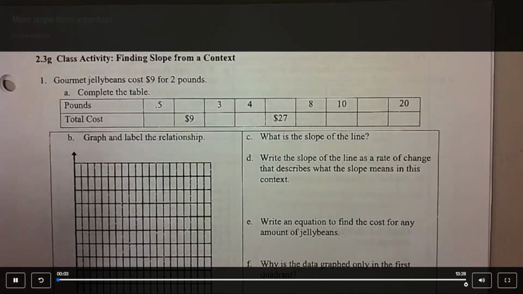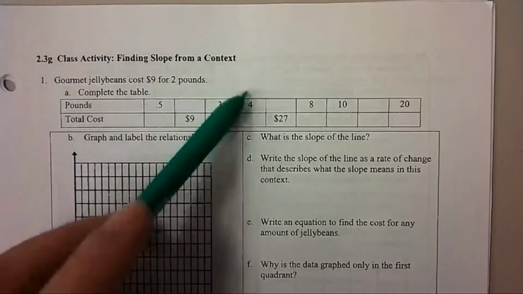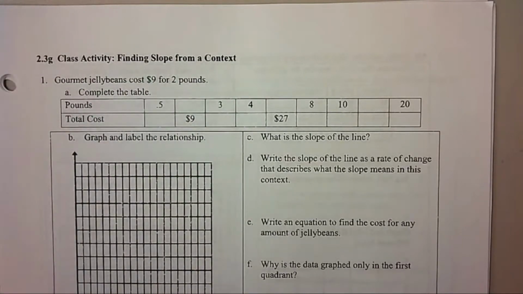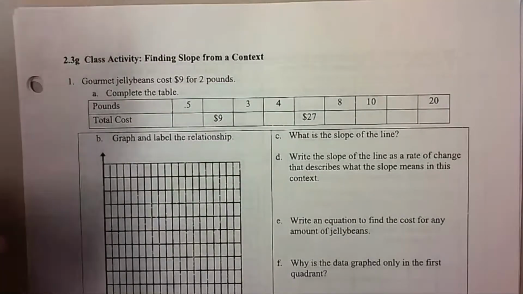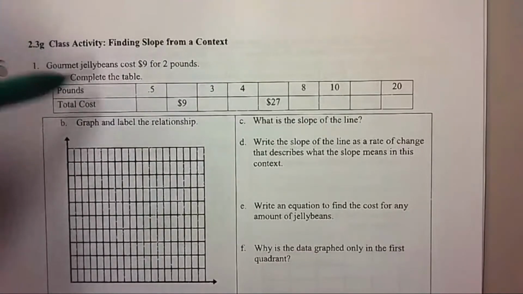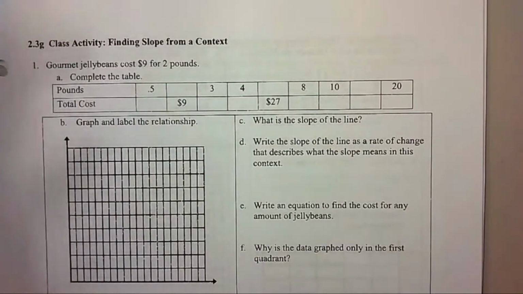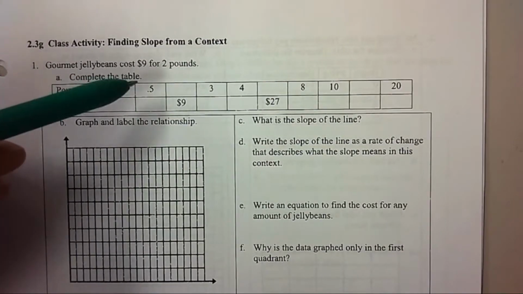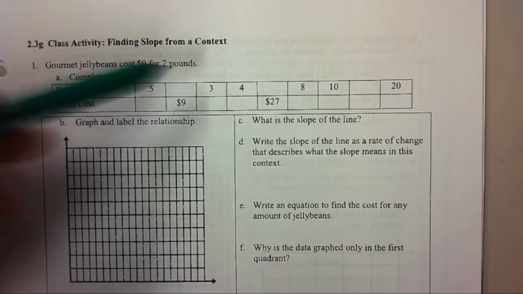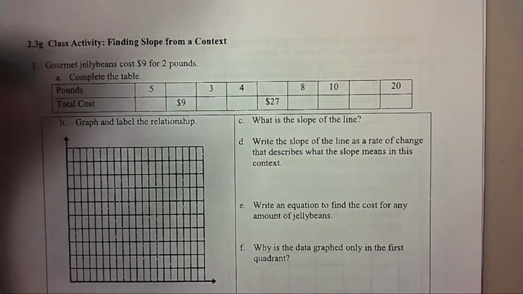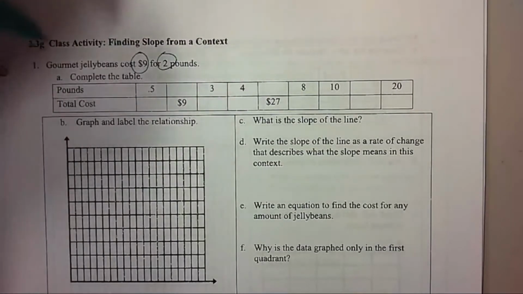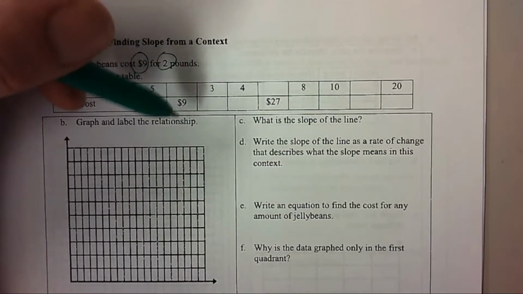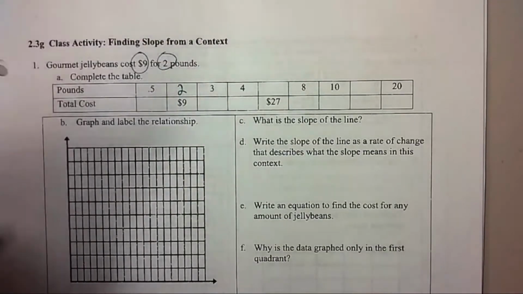Okay, today's lesson is going to start with 2.3G, finding slope from a context, and it's on page 106 in your binder. Okay, so on page 106, we're looking at number 1, and it gives us a table. We see the table is half filled with numbers, but it tells us that this topic is about gourmet jelly beans, and these jelly beans cost $9 for 2 pounds. So complete the table. Well, I see this $9 for 2 pounds, and down here I see $9, which means this has to be 2 pounds.